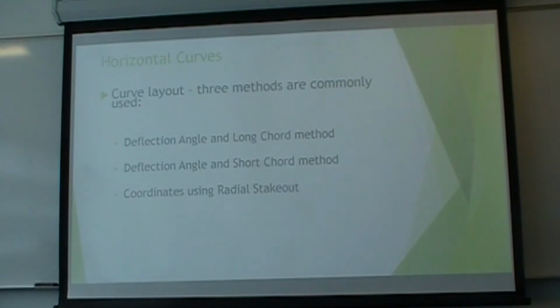Okay, so the other thing you might encounter is horizontal curve layout. There's 3 typical methods. I could see them hitting you with one of these. So deflection angle long chord method, deflection angle and short chord method. So they're essentially very similar in terms of what you calculate. And then if you're doing it radial stakeout, you could calculate coordinates on a curve. That would be a little bit more involved. I don't know that I would see that, but I could say that wouldn't be out of the realm of possibility.